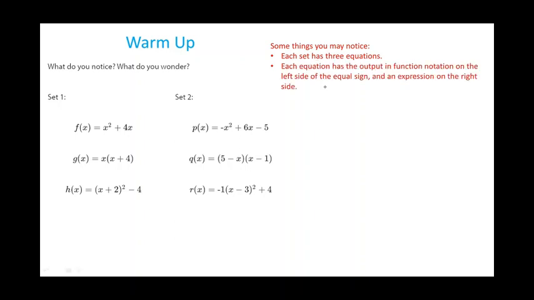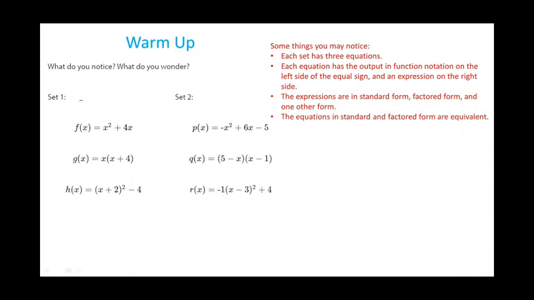You might have noticed that each equation has the output in function notation on the left side of the equal sign and an expression on the right side. So remember that this f of x means function notation where x is the input and f of x would be the output. Okay, so they're in function notation, all of these equations. And also we have expressions in standard form and factored form and one other form. So these top 2 are standard form.